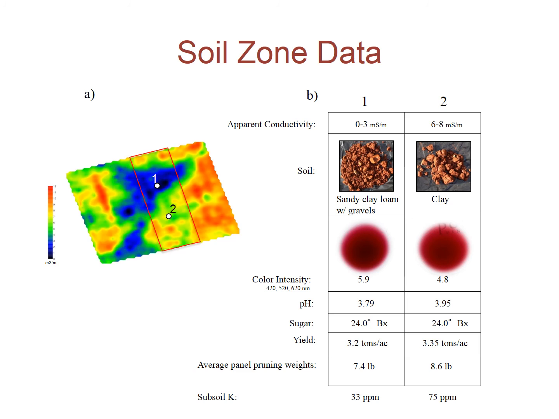This is a slide just sort of summarizing the data that we have from this site. Every year we consistently have the same results 3 years in a row, with the low conductivity soil having better color, better pH, lower vigor than the high conductivity soil. One thing I will point out is that the sugar levels are essentially the same. So we're looking at even ripeness across the block. It's really just a wine quality issue that we're observing here.